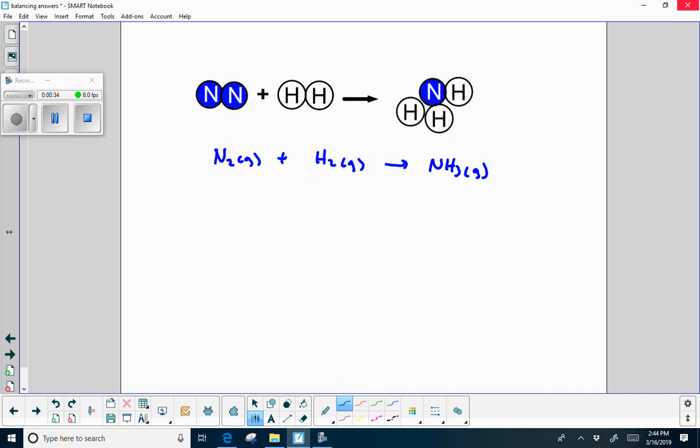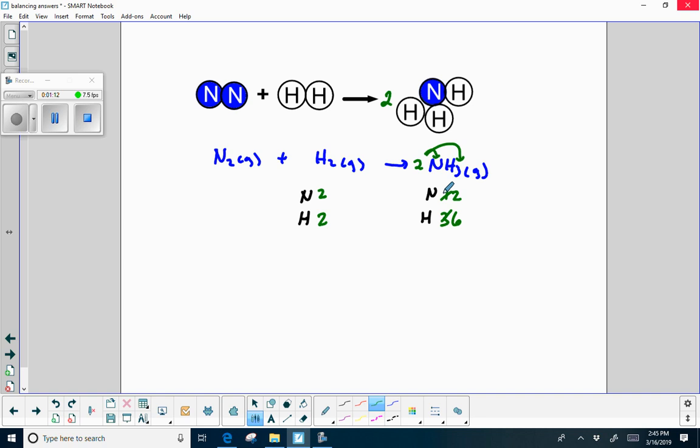So let's take a look at what we have before and after. I'm going to have my nitrogen and hydrogen before and after. Before, I'm going to have two nitrogens, two hydrogens. Afterwards, I've got one and three. So there's obviously an imbalance. I'm going to start off with the nitrogen. So I'm going to have two of these ammonia molecules. I'll put a coefficient in front here. So it's going to give me two nitrogen atoms. However, we're also going to have now 2 times 3 or 6 hydrogen atoms.